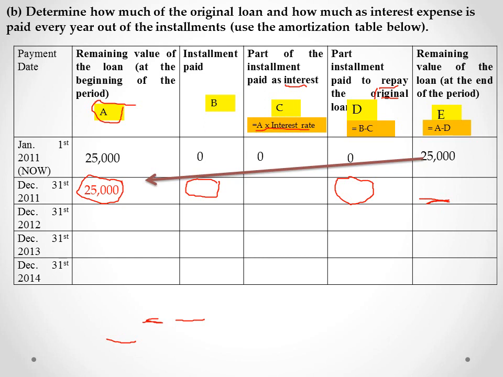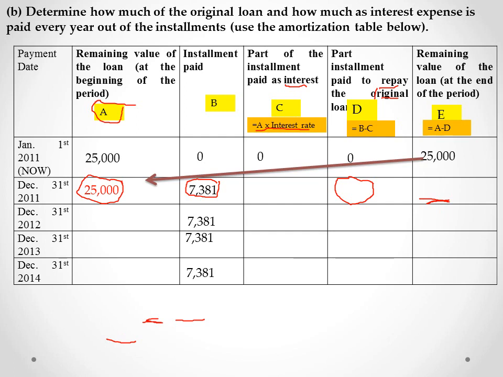So it's given in the previous slide that the total amount of installments is equal to 7,381 each year. So we are going to put this amount each year because it doesn't change. It's given in the problem. Each year Rhonda will make 7,381 installments paid. So now let's return back to December 31st, 2011.